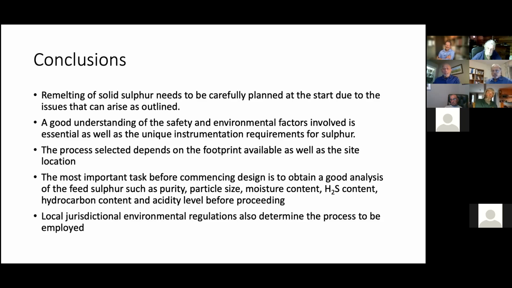Now, sulfur is also used as a fertilizer on its own, as a slow release fertilizer blended with bentonite, which is an expanding clay, and it also has pharmaceutical uses. It is used for vulcanizing rubbers. There are other uses, but sulfuric acid is the main one. Others are all just small.